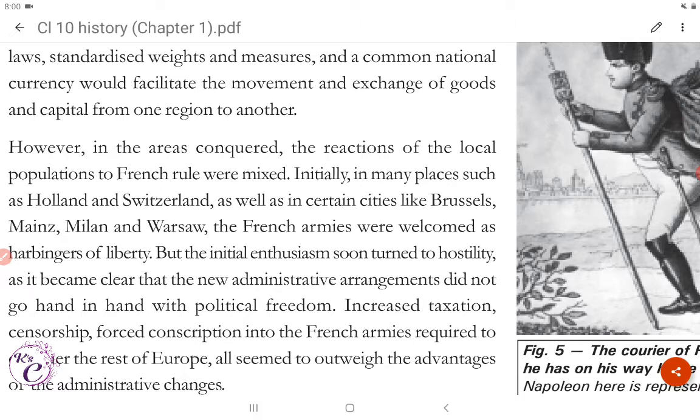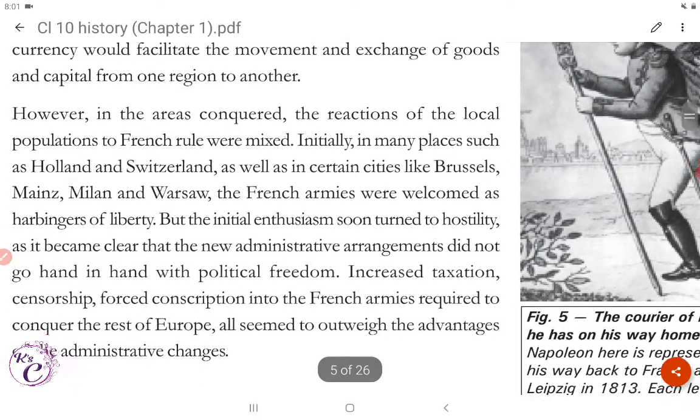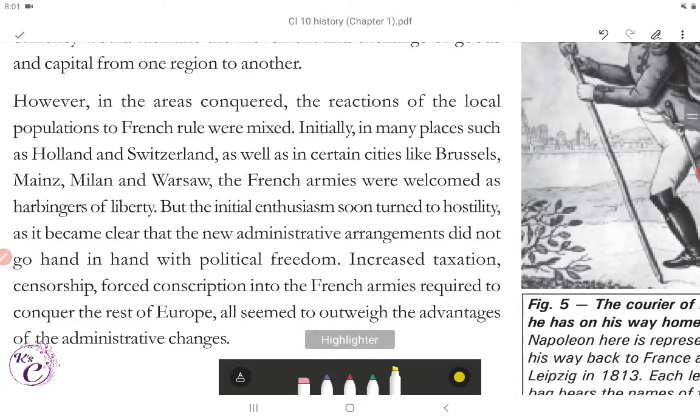Initially, in many places, such as Holland and Switzerland, as well as in certain cities like Brussels, Mainz, Milan, and Warsaw, the French armies were welcomed as harbingers of liberty. But the initial enthusiasm soon turned to hostility as it became clear that the new administrative arrangements did not go hand in hand with political freedom.